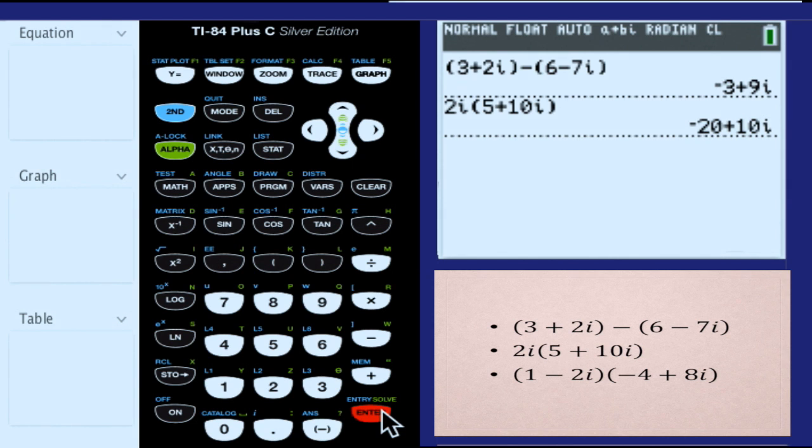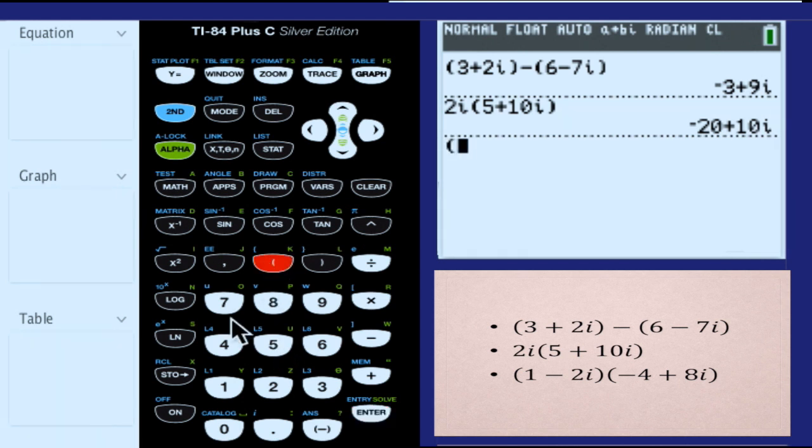The third example is where we're going to multiply a binomial times a binomial, two complex numbers. Again, if we were doing this by hand, we would FOIL and then we would simplify the i squared. The calculator will do all this for you. All you have to do is type it in the way that you see it.